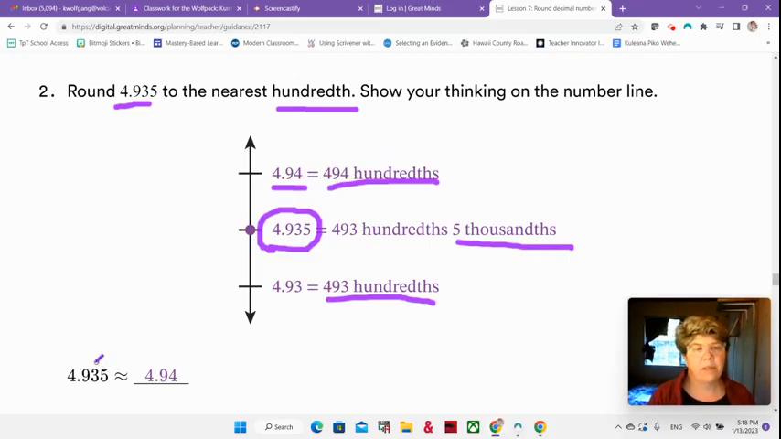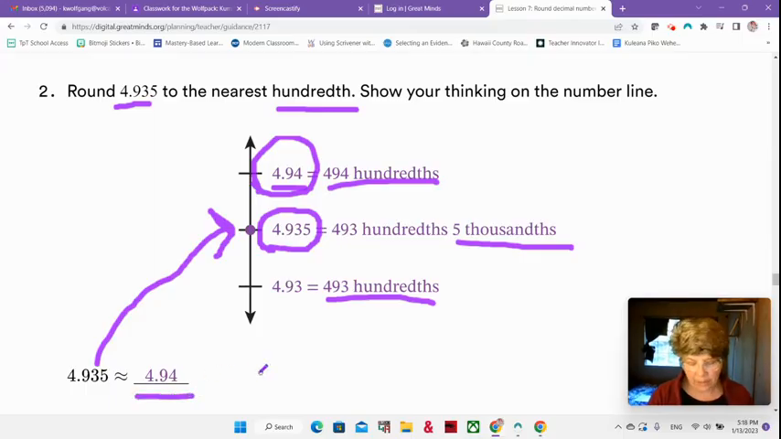So then we think about, where does this number hit on the number line? Well, actually, it hits right in between. And remember, if it hits halfway, then it's closer to the top. So 4 and 94 hundredths would be your closest hundredth.